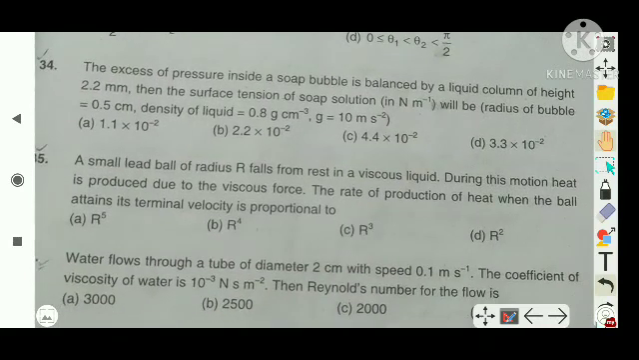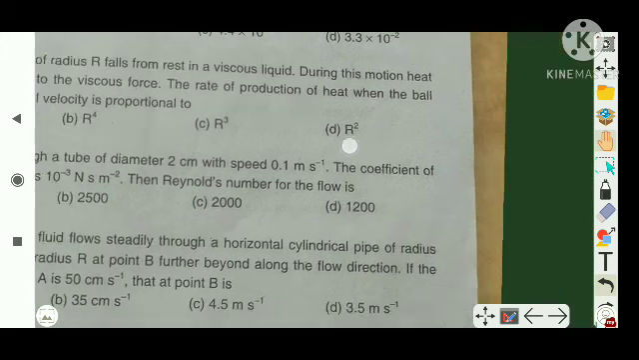The excess pressure inside a bubble is balanced by a liquid column. When the height of the liquid column is 0.5 centimeter, the density of the liquid is given. You are asked what the surface tension is. This is a type of question we have done, but I am doing it again.